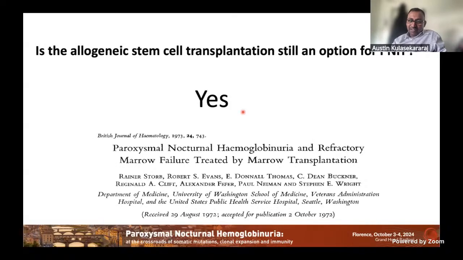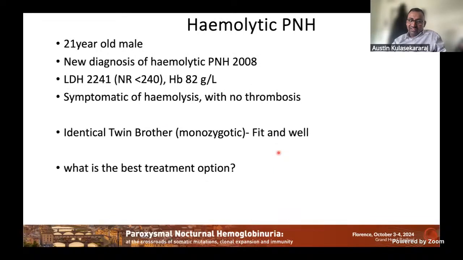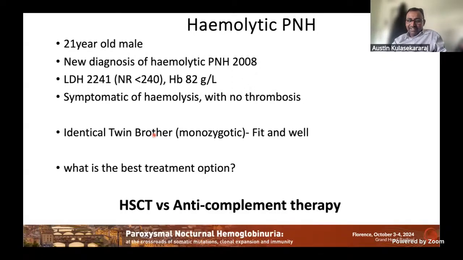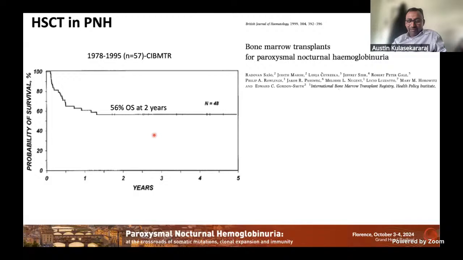Yeah, because transplantation was one of the first therapies used in this context for PNH, and this is from Rainer Storb from Seattle. So I'm just using it as an example. We got this patient who's 21. Now he's about 26, 27 now. He had an LDH of 2,241, anemic, symptomatic. Fantastic. He had a twin brother, monozygotic twin. What else can you expect for a non-malignant disease? So the question is, would you transplant or would you give anti-complement therapy?